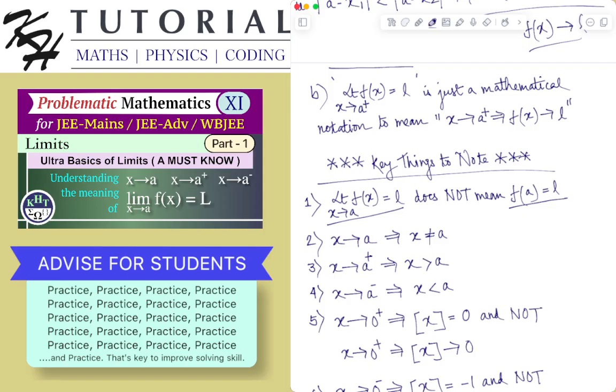So in finding the limiting value of f(x) when x is tending to a, we are not at all concerned about the value of the function f at exactly the point a. The function f(x) may not be defined at x equals a, but still the limiting value, that is the small l, may exist. So in finding the limit of a function when x is tending to a, whether the function is defined at the value of a or not is not at all related.